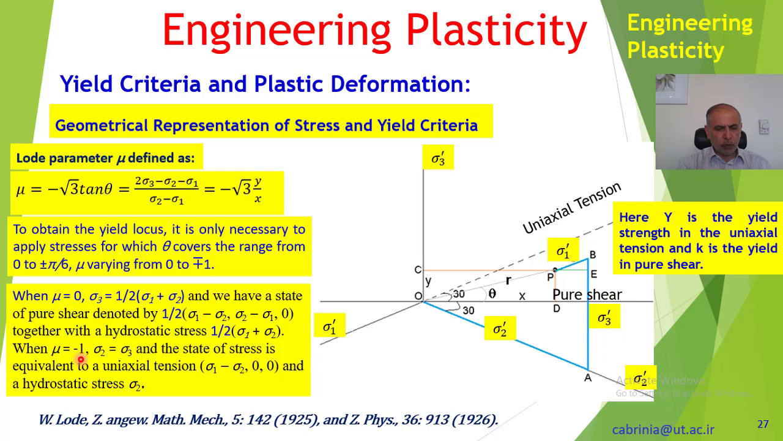So that's correct. If you put mu equal to 1, we get theta equal to 30, and sigma 2 equals sigma 3, and we get only sigma 1 prime. And the state of stress is equivalent to uniaxial tension, which is sigma 1 minus sigma 2, 0 and 0. Okay? And hydrostatic stress sigma 2, if we add this to that, we get sigma 1, 0 and 0.